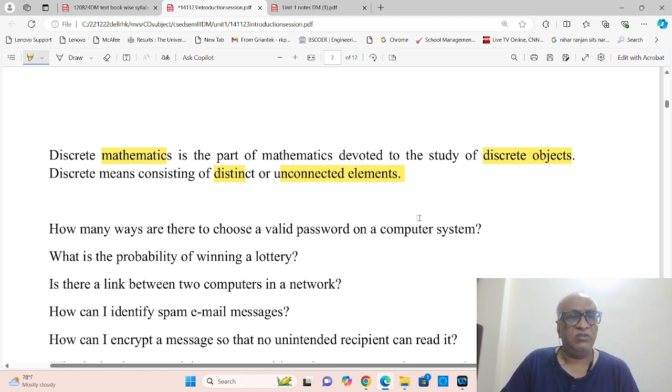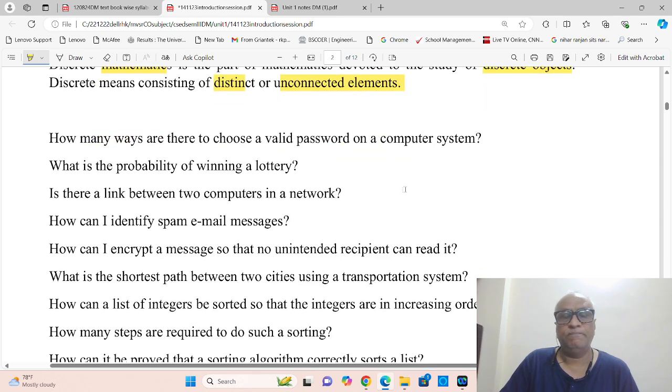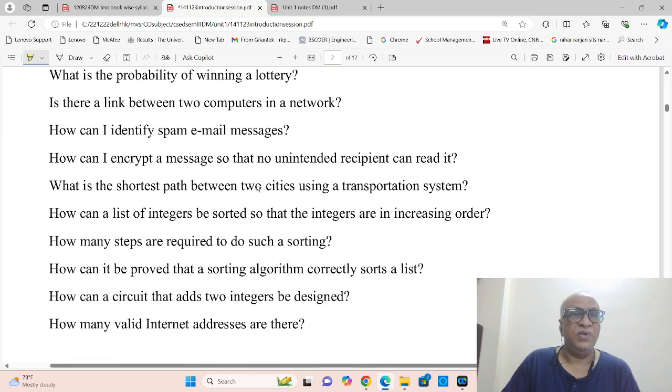So, what kind of real-time things can be connected with discrete mathematics? For example: what are the different ways of setting a password, what are the probabilities of winning a lottery, is there a link between two computers in a network, how to identify spam email messages, how do I encrypt a message, what is the shortest path between two cities. These kinds of answers we can derive by knowing the concepts of discrete mathematics and the related computing subjects.